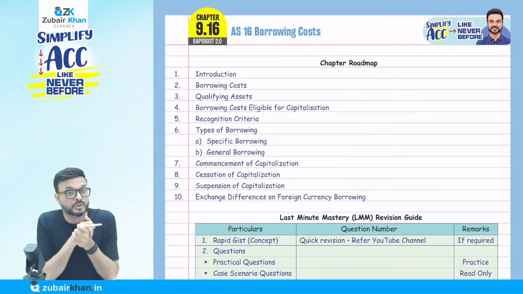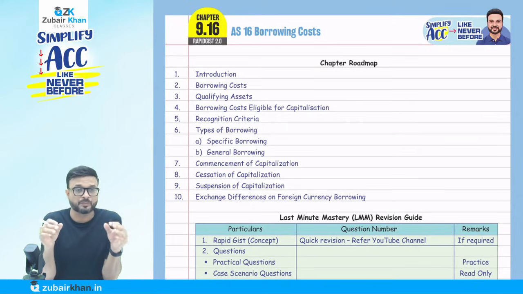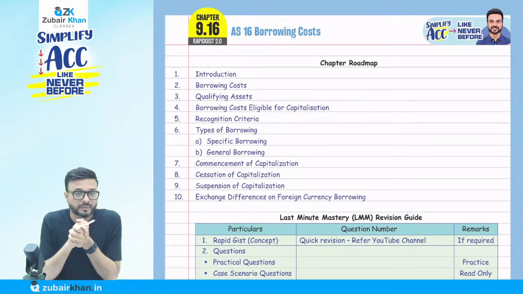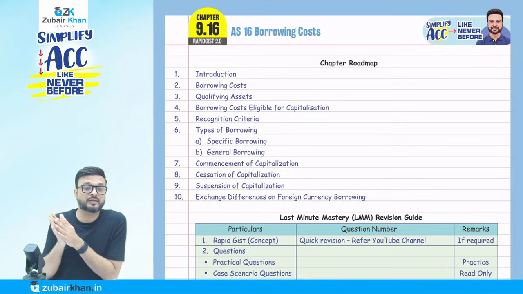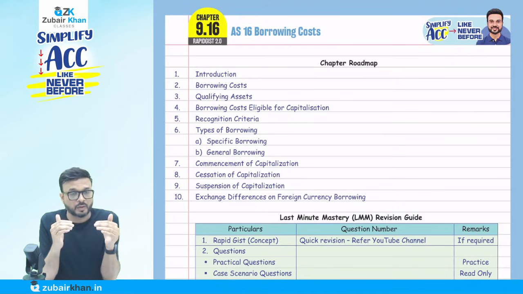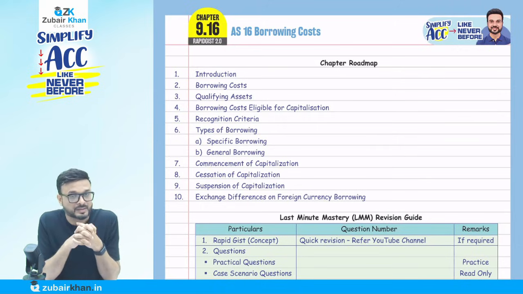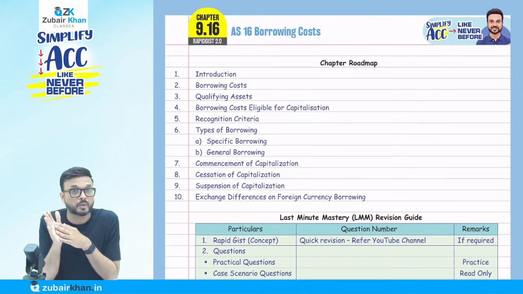Today we have to do the revision of Accounting Standard 16, that is Borrowing Cost. Very simple accounting standard. Just listen to me carefully, and I will tell you certain steps. If you follow those steps in the examination, you will score full marks in this accounting standard. As you can see on screen in the chapter roadmap, here is what we are going to cover.